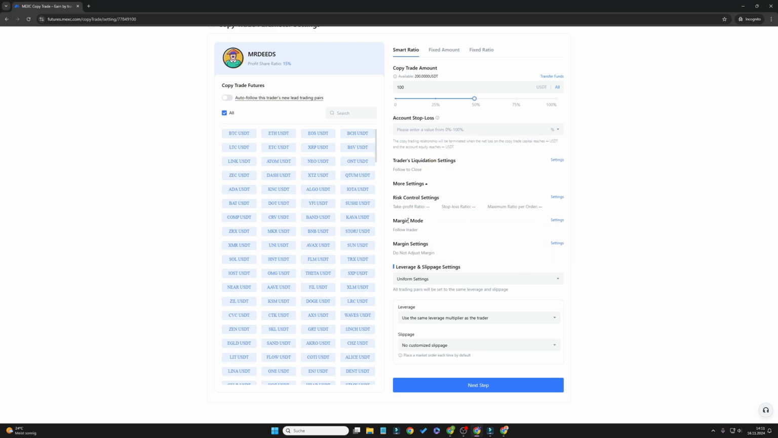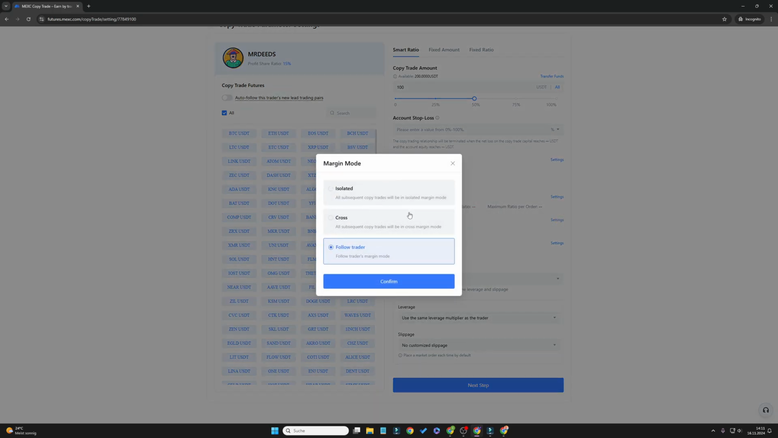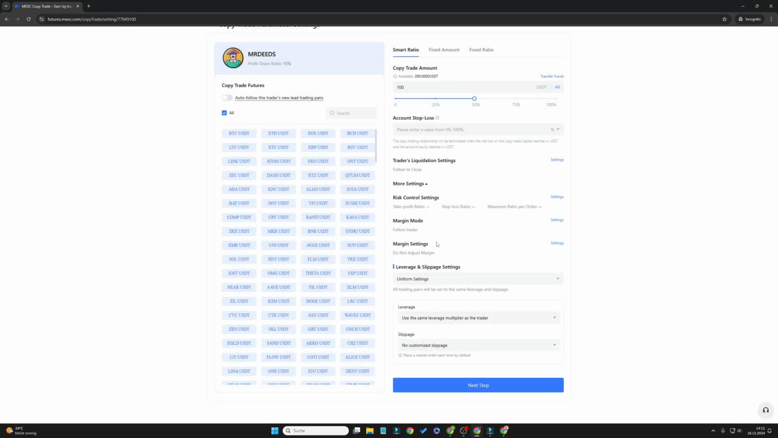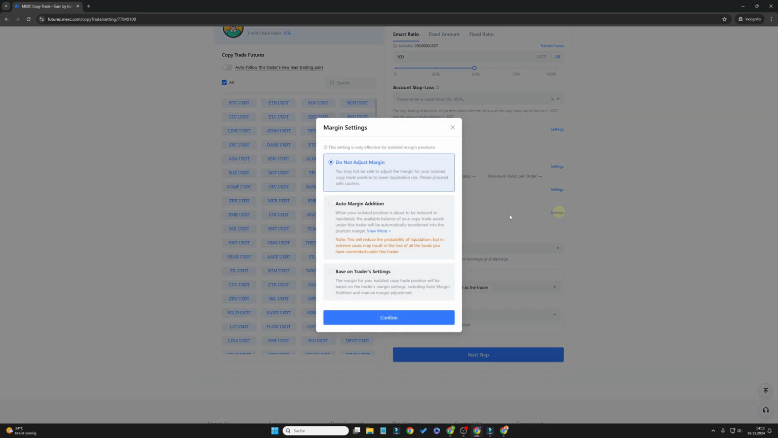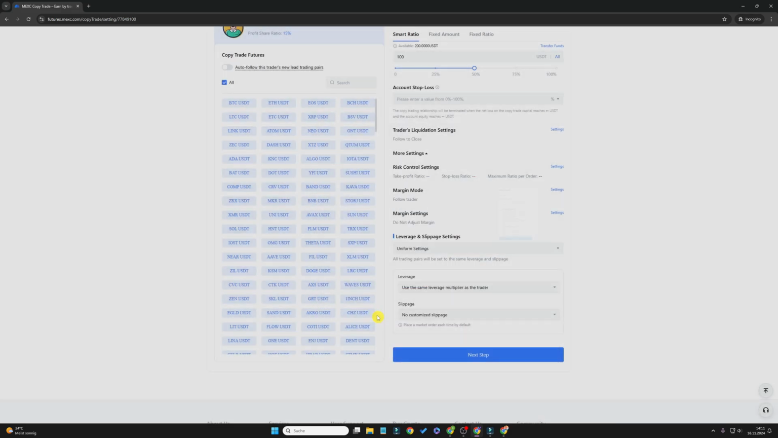And then you can also use the margin mode, for example, cross and isolated. Again, here, I will go with follow the trader. I will exactly use the same settings and margin settings right here. Also leave this at the default settings. But if you have a different strategy, you can definitely change everything here.